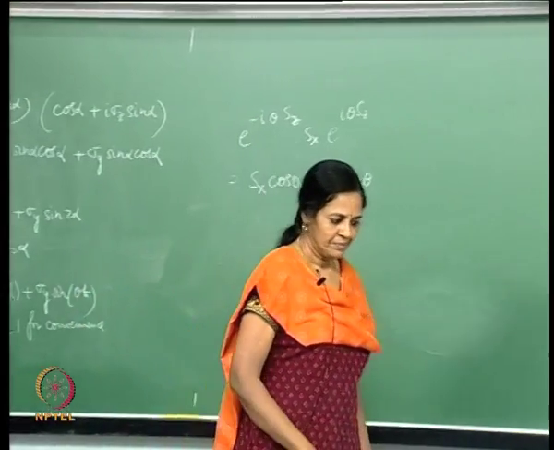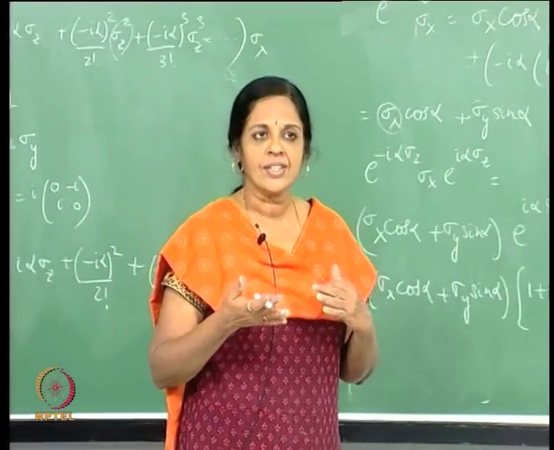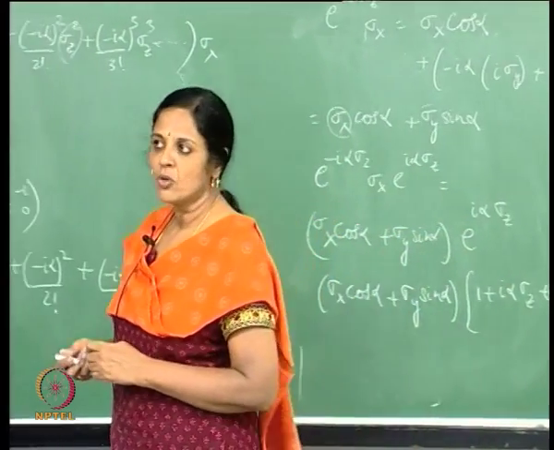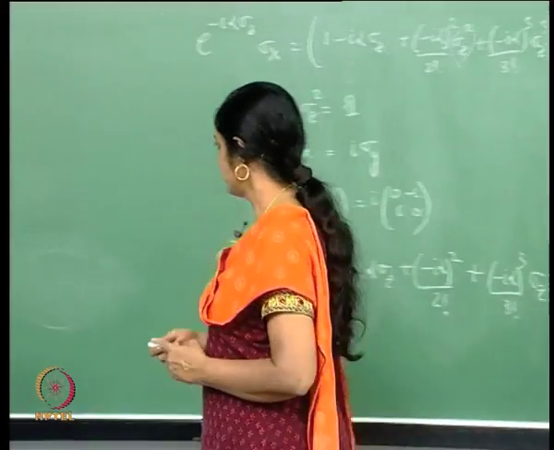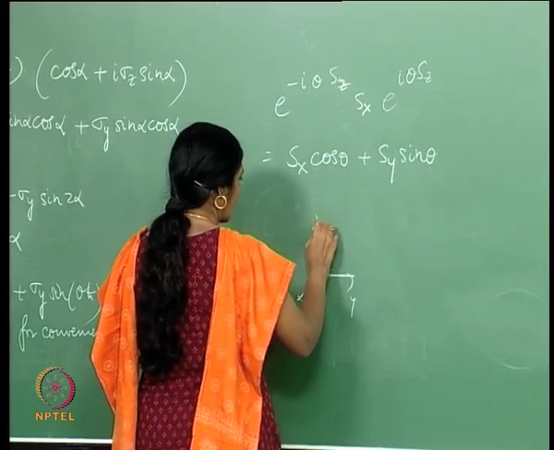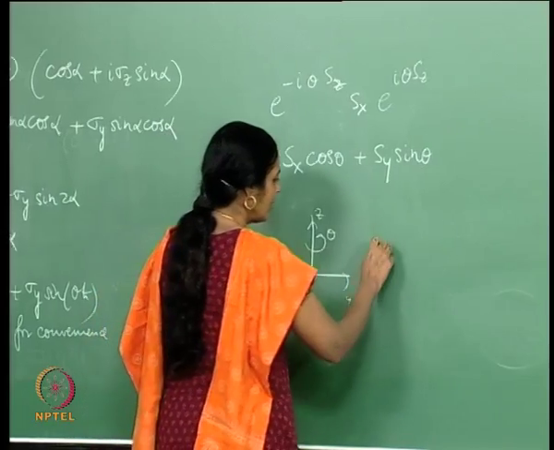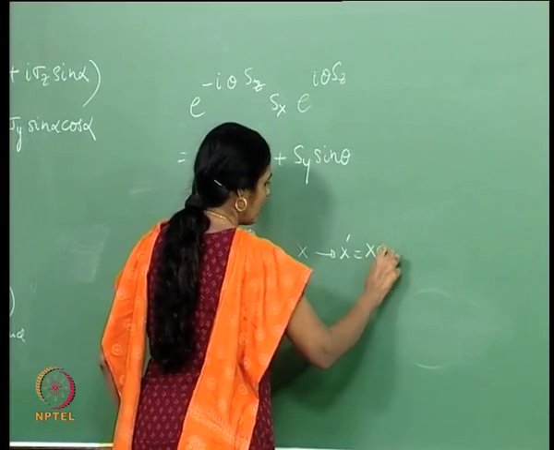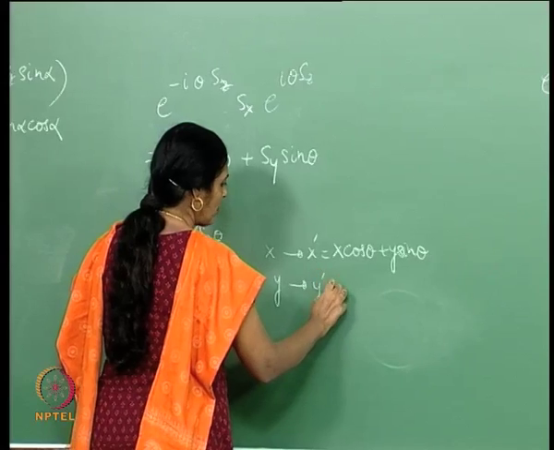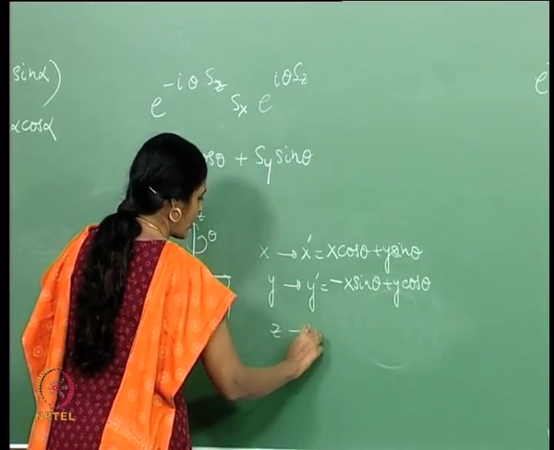But this rings a bell. This is very reminiscent of the way x, y and z transform to x prime, y prime and z if I did a rotation about the z axis by an angle theta. You will recall that if we have axes x, y and z and a rotation were performed about the z axis by an angle theta, x goes to x prime, which is x cos theta plus y sin theta, y goes to y prime, which is minus x sin theta plus y cos theta, and z itself does not change.